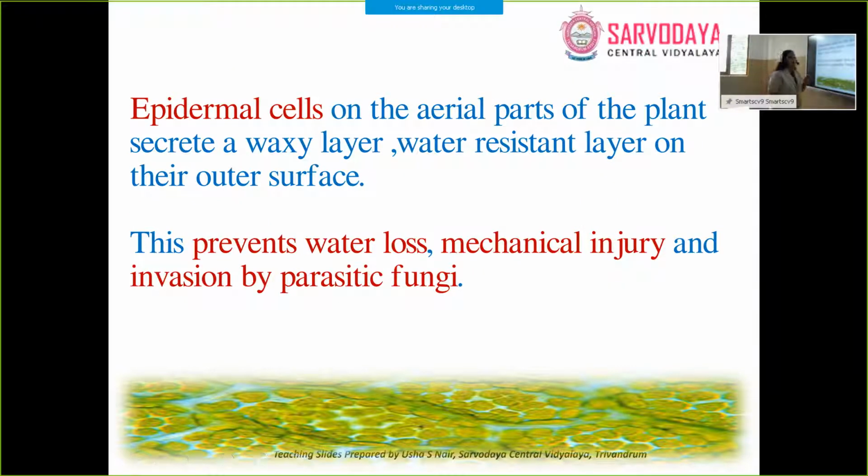Then epidermal cells on the aerial parts of a plant. Aerial parts means the parts exposed in air, like the leaves, the branches, flowers, stems. On the aerial parts of the plant, the epidermal cells secrete a waxy, water-resistant layer on their outer surface.